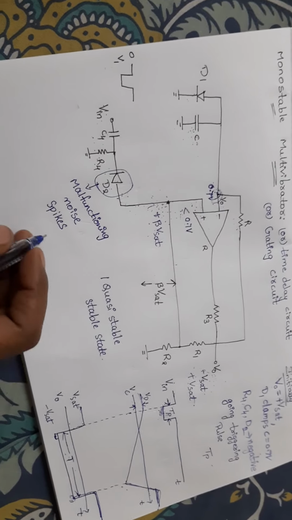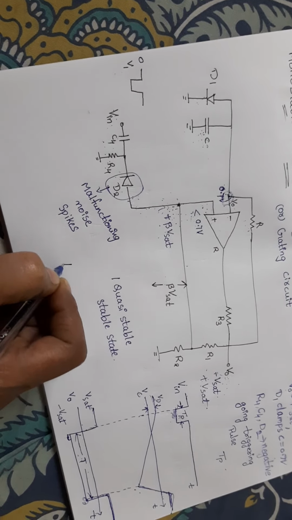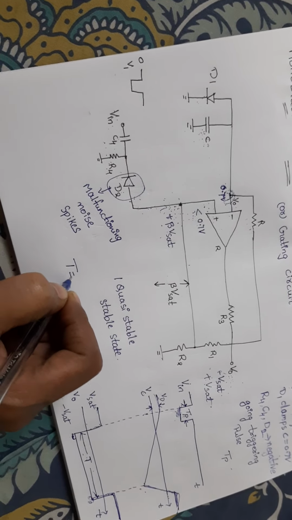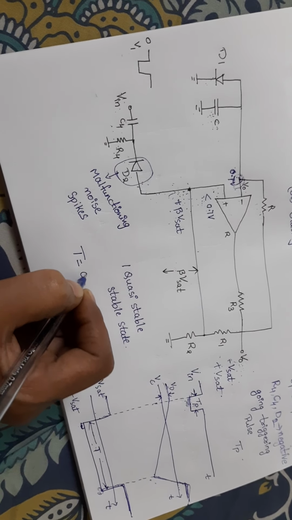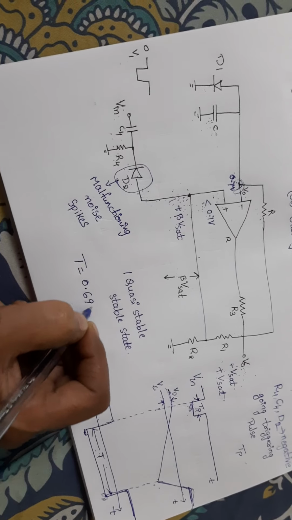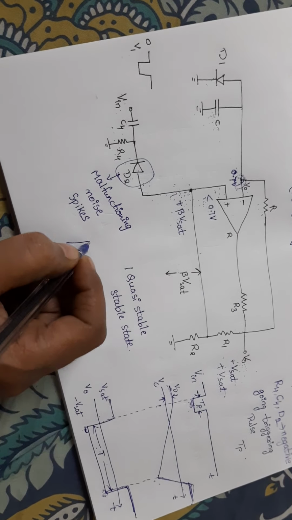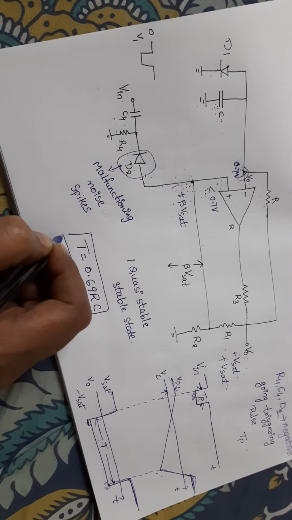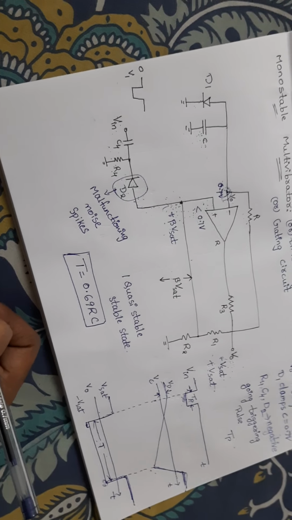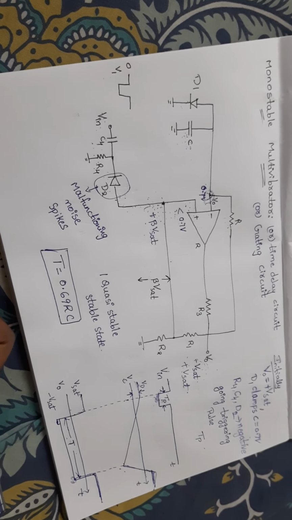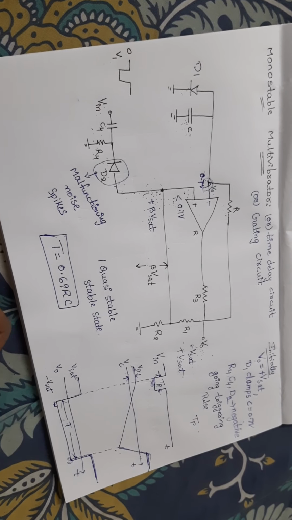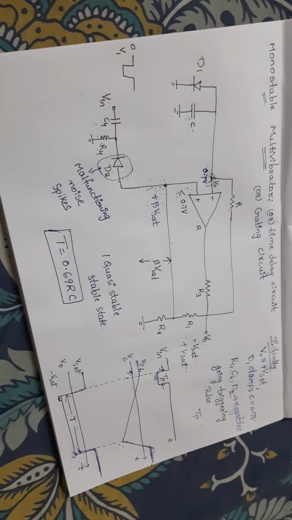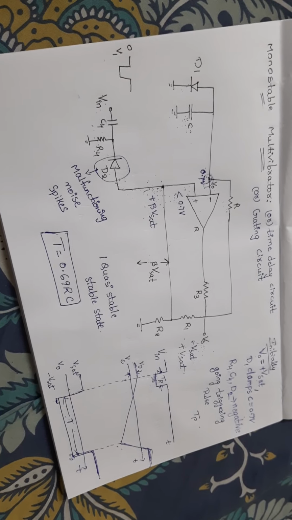And if you calculate the time period of this monostable multivibrator, same as astable, you are going to get the time period as 0.69 RC. The time period of the monostable multivibrator is 0.69 RC. So this is the explanation of the monostable multivibrator using op amp.